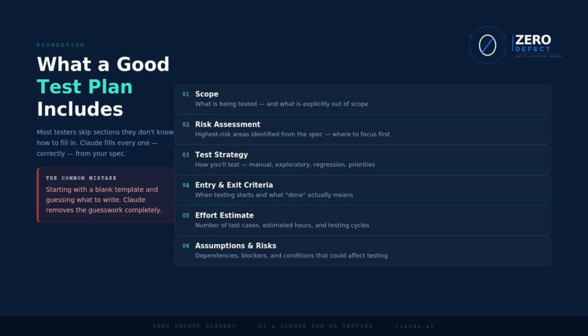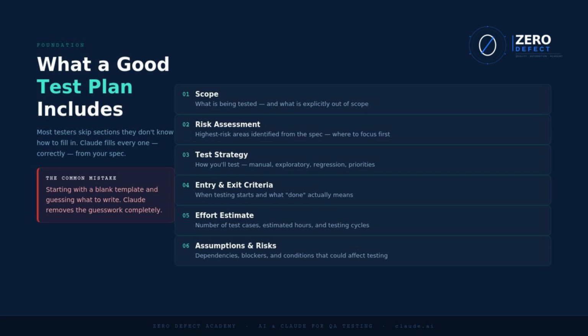Before we build the prompt, let's look at what a complete test plan actually contains, because most testers skip the sections they don't know how to fill in. Scope defines what's in and out. Risk assessment identifies where the highest impact failures are likely to occur. Test strategy explains how you'll cover everything. Entry and exit criteria define when testing starts and what done means.